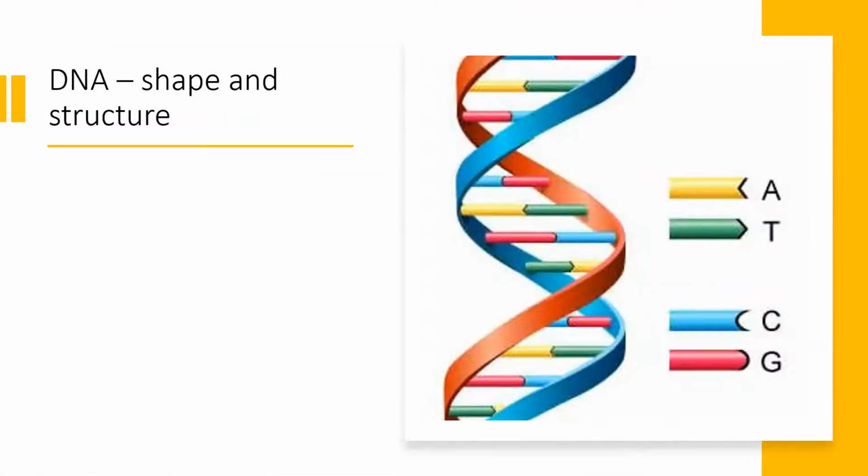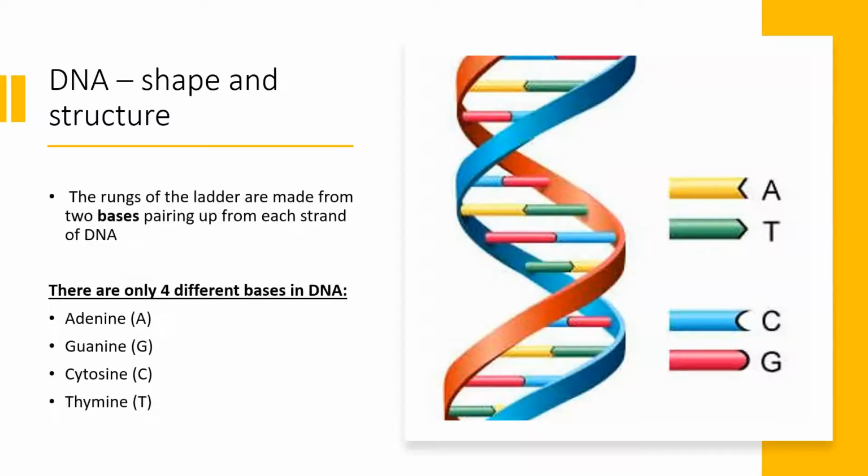Still looking at the shape and structure of our DNA, but here we're looking a bit further at those bases and getting an idea around this base pairing. So those rungs of the ladder, the steps of the ladder, are two of these bases pairing up together. Now there are only 4 different bases in DNA, so no matter what's happening along here, there's only 4 different bases, okay? And that's adenine, guanine, cytosine, and thymine.